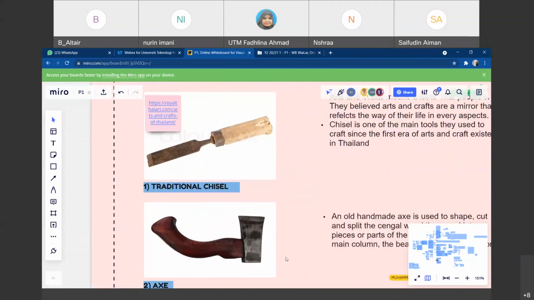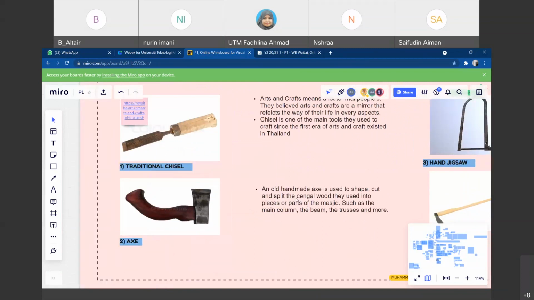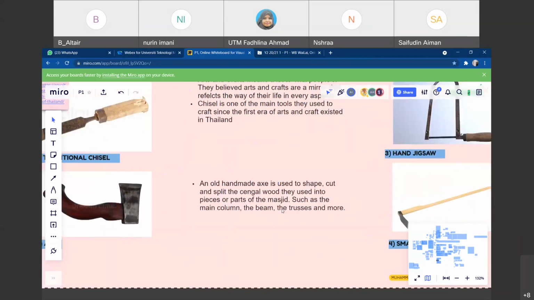Okay, and then the second one is the axe, the old axe, and this one is an old handmade axe. This one is not the specific type of axe that they used to build the mosque, but it's old and handmade. This is the one that I could find. This axe is used to cut and split the chengal wood into pieces and to make the parts of the masjid, such as the main column, the beam, the trusses, and the roof structure.